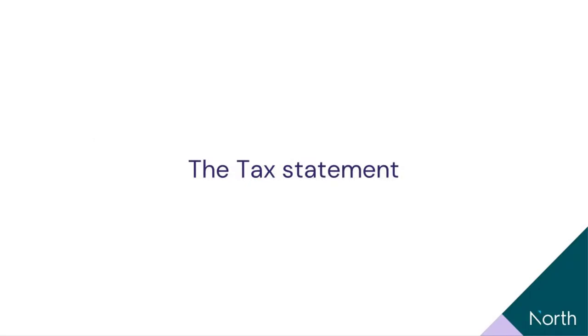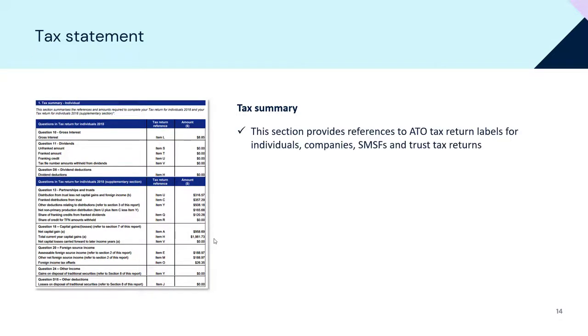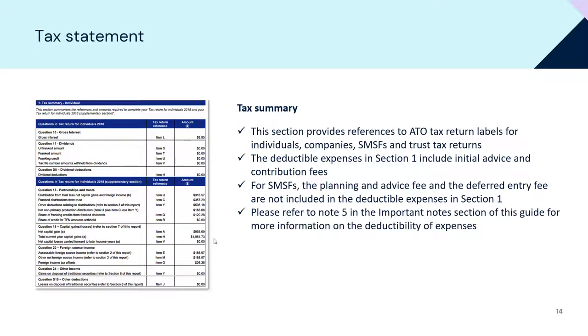So we've spoken about timeframes, where to locate the tax statement, and when likely to receive the document. Let's now focus on the tax statement itself. Let's start with section number 1, the tax summary. This section provides references to ATO tax return labels for individuals, companies, self-managed super funds, and trust tax returns. The deductible expenses in section 1 include initial advice and contribution fees. For self-managed super funds, the planning and advice fee and deferred entry fee are not included in the deductible expenses in this section. Please refer to Note 5 in the Important Notes section of the guide for more information on the deductibility of expenses.